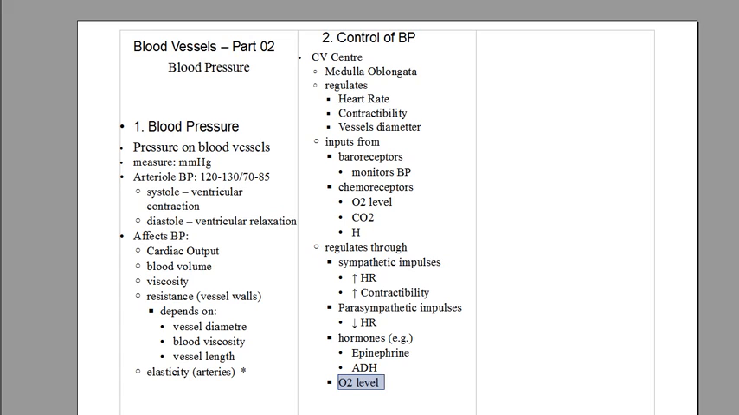Okay? Okay, guys, this is a quick review with some important points that you have to bear in mind about blood pressure.